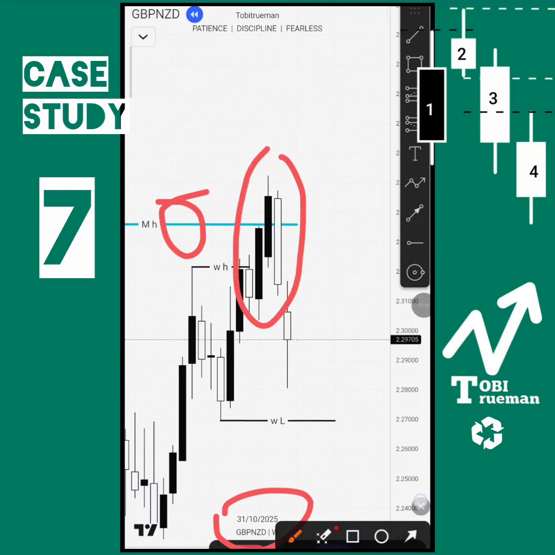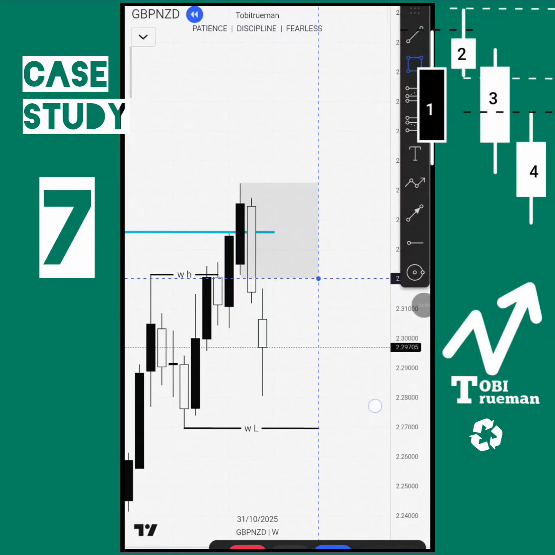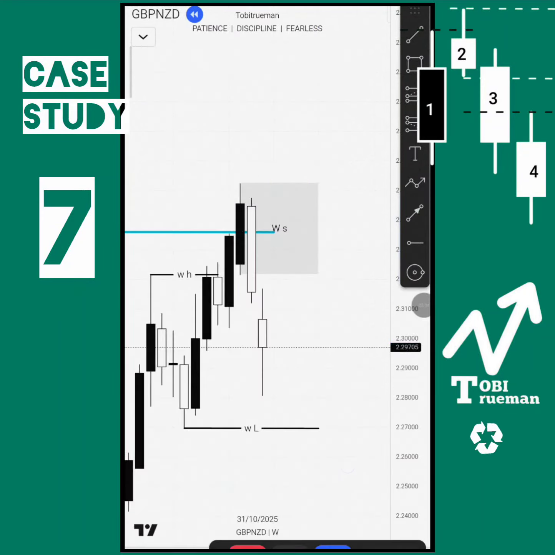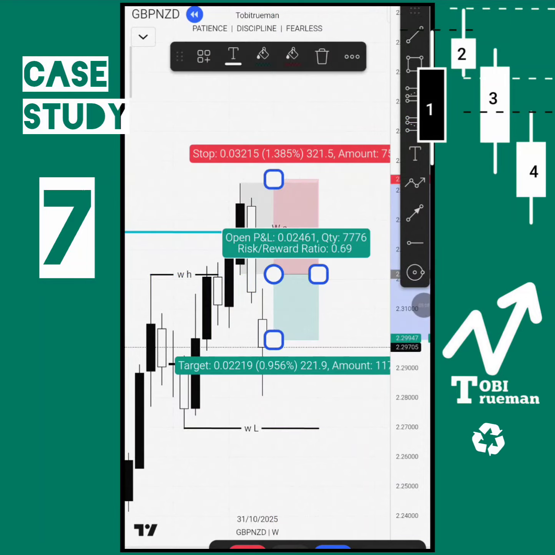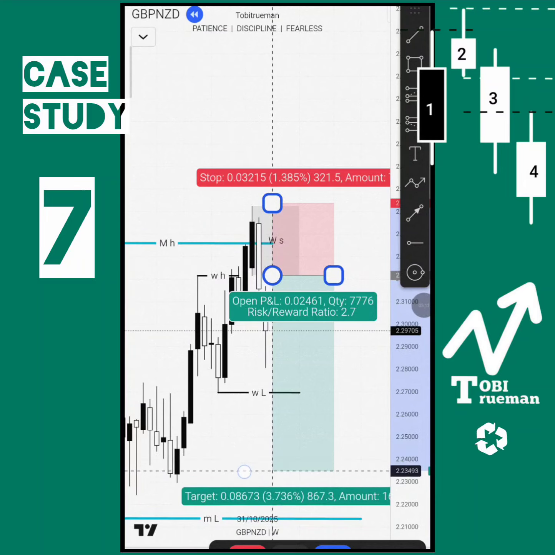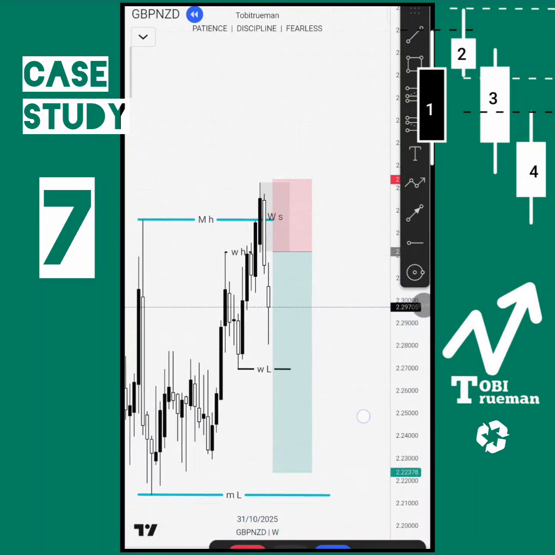You can see this candlestick formation on the weekly that has already formed, right? Then this will be our weak supply zone. What should we do here? We were supposed to sell this trade and look for our 1 to 3. But as you can see, this was on the weekly.